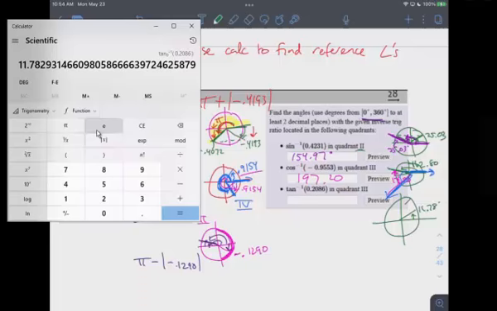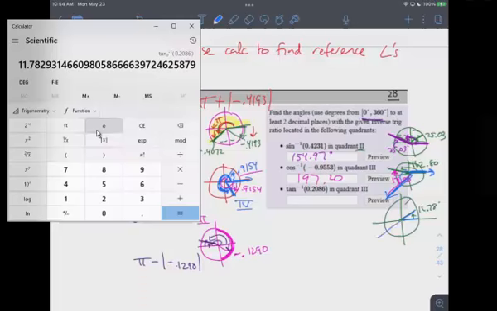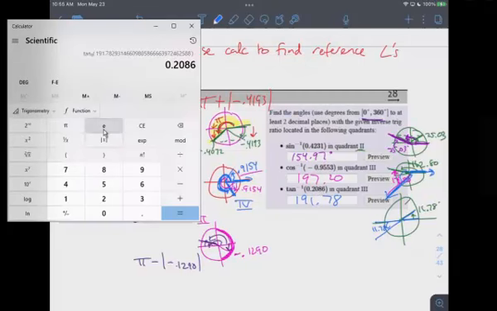And because I'm dealing with tangent in quadrant 3, I'm going to use this reference angle right here to move down. So this is going to be 11.78 as well, past the 180. So if I add this to the 180 degree rotation, I get my answer, which is 191.78 approximately. So there is the solution for that, and if I want to confirm it, I can take the tangent of this angle, and it should have the same ratio, 0.2086, and it does.